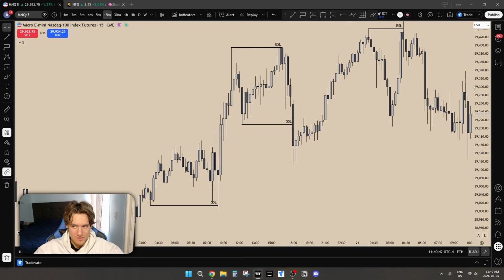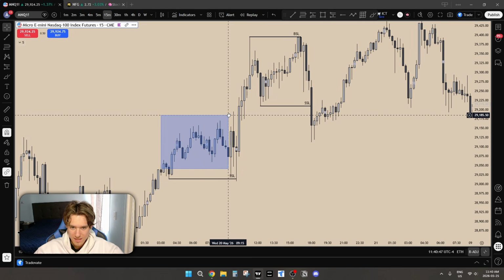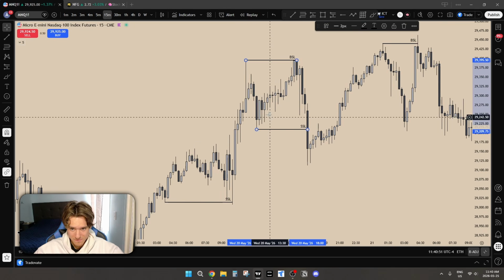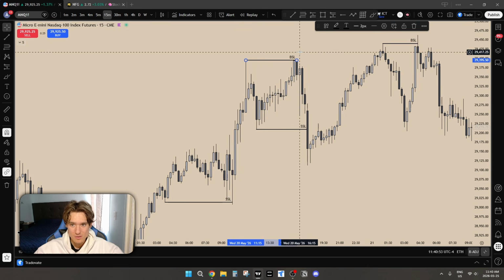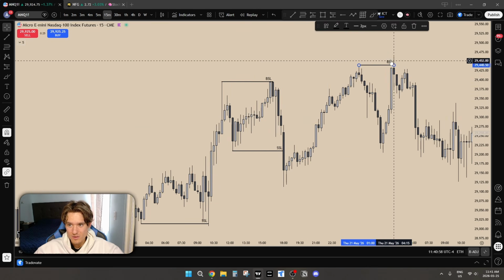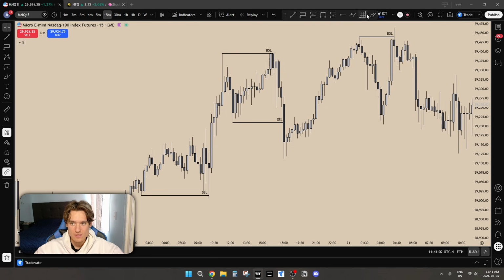As you can see, the market is like a human lung. As we can see over here, inhale, exhale, inhale, exhale, inhale, sweeping out liquidity, exhale, sweeping out liquidity, inhale, sweeping out liquidity over here, exhale. So markets always like to bounce in between these zones.